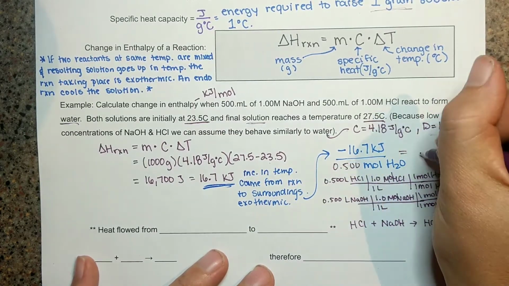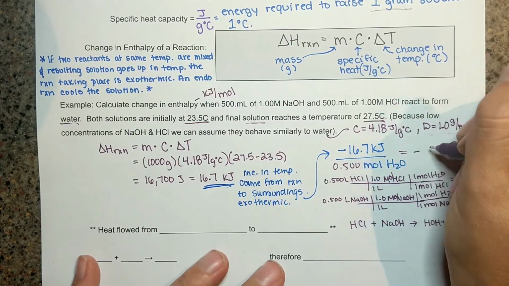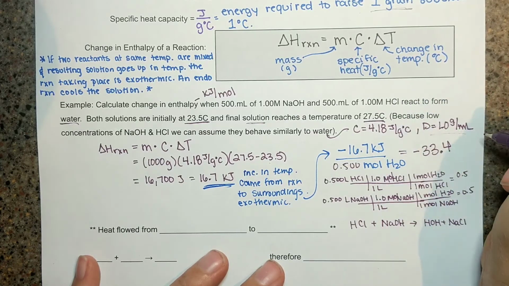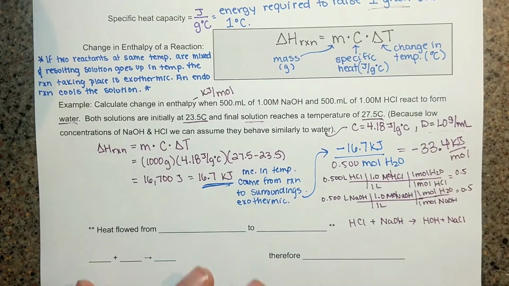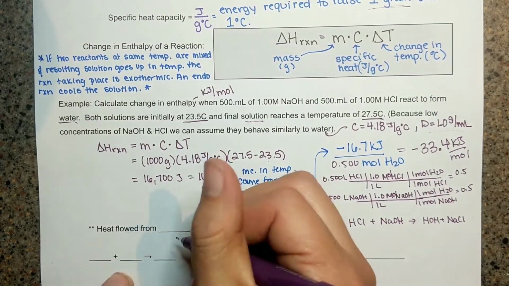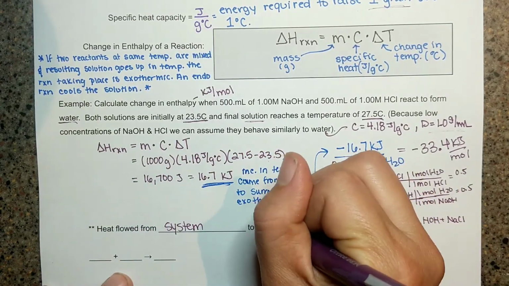After dividing those two, I get a total change in enthalpy of negative 33.4, so 33.4 kilojoules per mole. This means that heat flowed from my system to the surroundings.